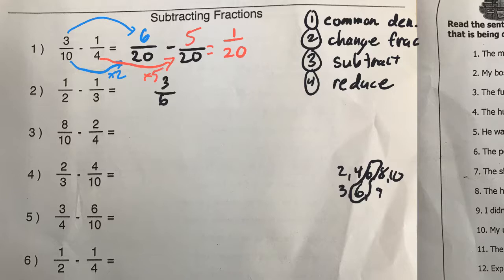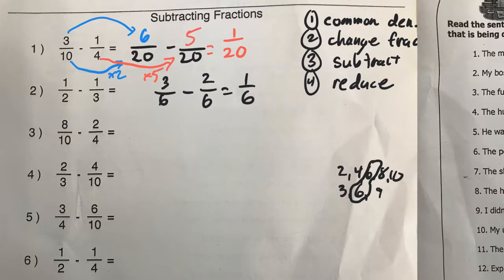1/2 is equal to 3/6. We know that because the denominator doubles, so the numerator doubles. And 1/3 would be 2/6 because 3 times 2, 1 times 2. And now we've got the answer. And anytime you've got that 1 in the numerator, it can't be reduced because 1 is 1. You can't get any smaller than that.